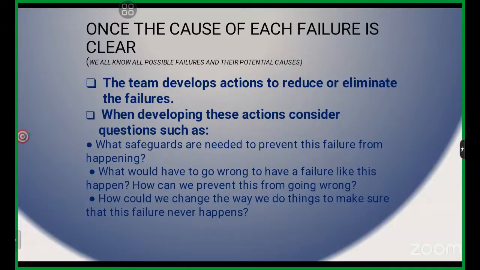What will you have to do? Or what will have to go wrong to have a failure like this happen? How can we prevent this from going wrong? So think about wrong things that might happen. And then you ask yourself, how can these wrong things be prevented? How can we change the way we do things to make sure that this failure never happens?